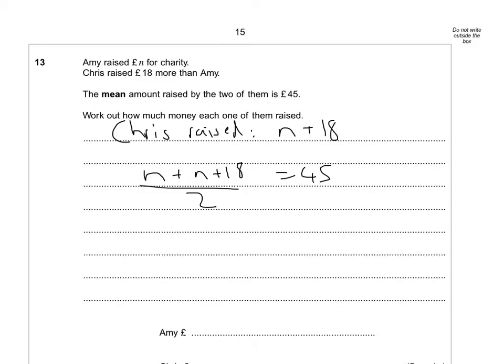Be very careful that you divide by 2 because there are 2 people contributing to this, even though there are 3 terms at this point. I'm going to tidy that up a little bit. I get 2n plus 18, all over 2 equals 45. I'm going to try and find out what n is.